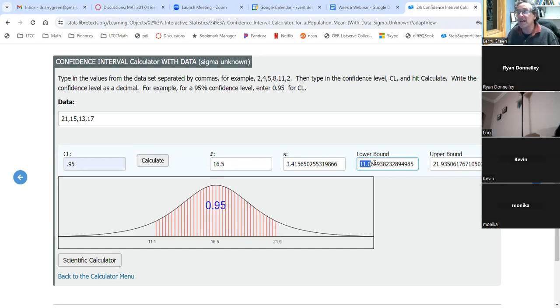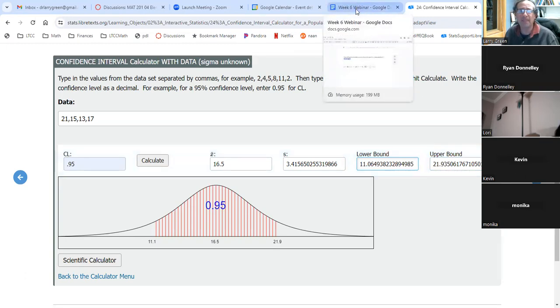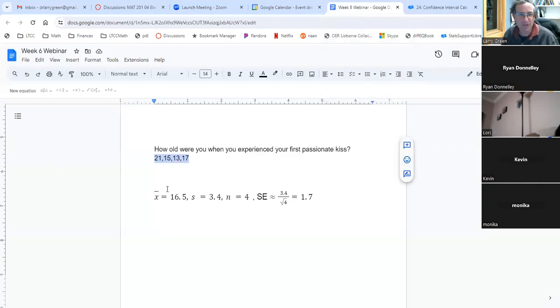When you're doing the online assignments that are computer graded, whatever it tells you to do, make sure you do. If it says 4 decimal places, round to 4 decimal places. Is that clear? Because 4 decimal places is common. But I'm going to make it easy to read. 1 decimal place would be 11.1 to 21.9. So let me just put this in.